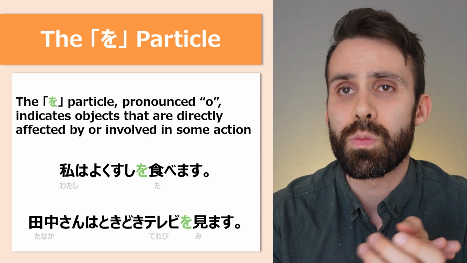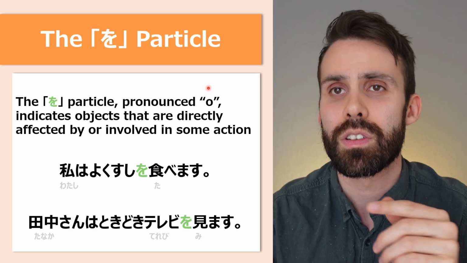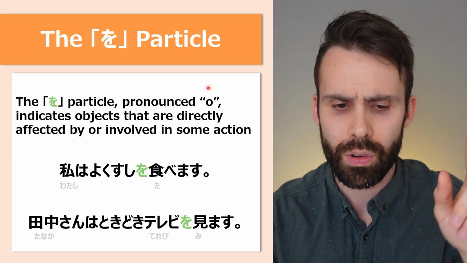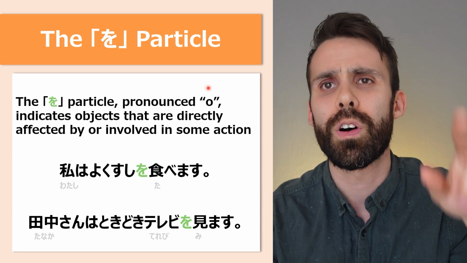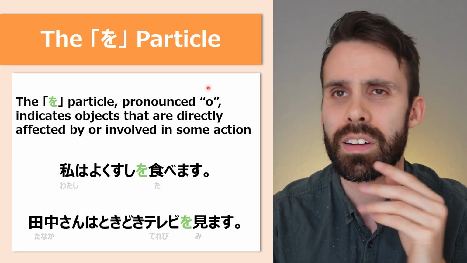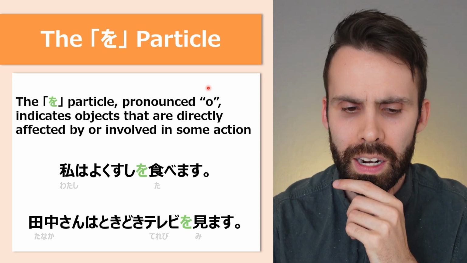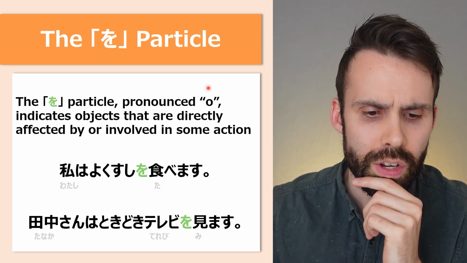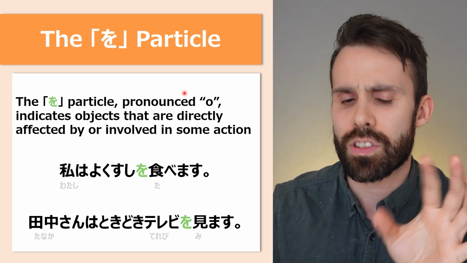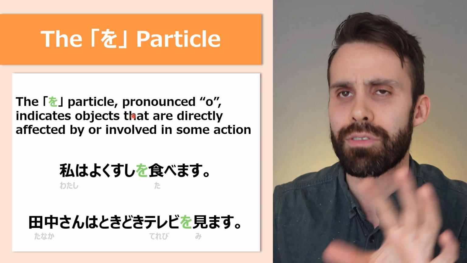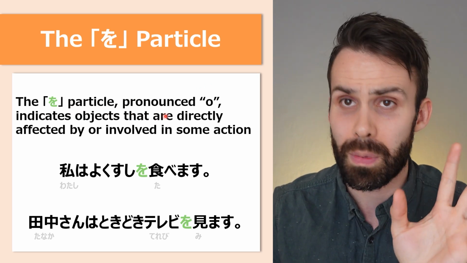One way to do that is with the o particle. So you'll notice that it's actually pronounced o as opposed to wo. You often see it written as wo when you're learning hiragana, but it's pronounced o. And it indicates some object that is directly affected or involved in some action.